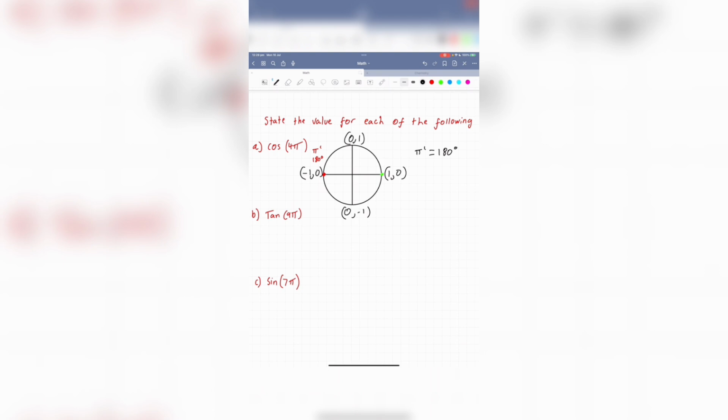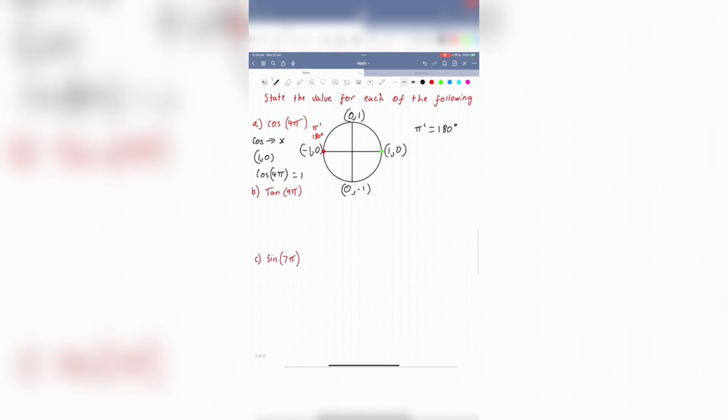So when we're looking at cos, we're always looking at the x value of the coordinate, and the coordinate we're looking at is (1, 0). Therefore, cos 4 pi is equal to 1, because that's the x value of that coordinate.